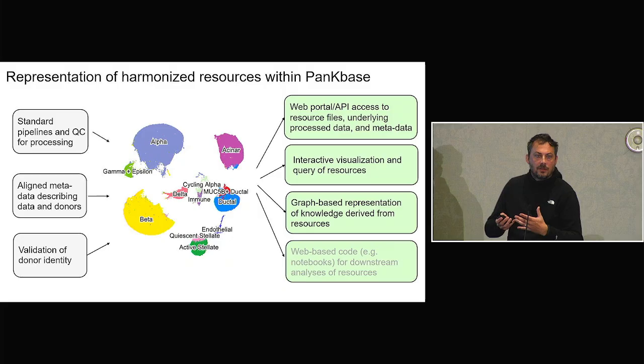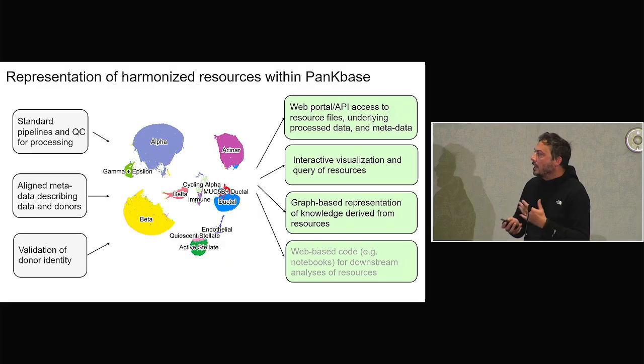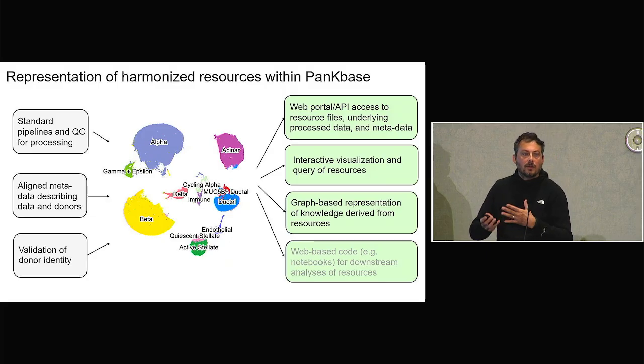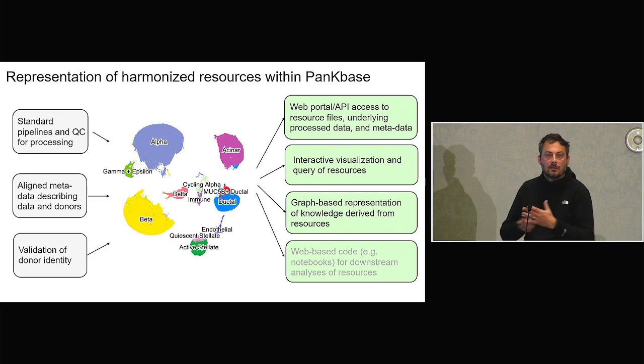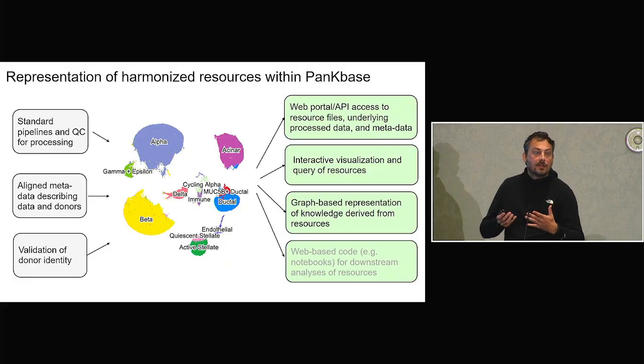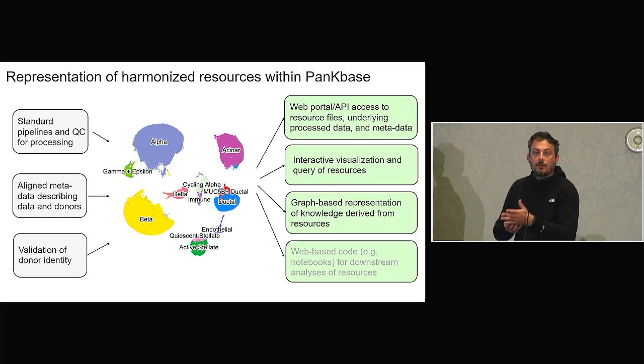So what's the generation of these resources, and then what do we do with them in the resource that's being created? On the left-hand side, the generation of these resources consists of standardization of the pipelines used to process data, quality control, aligning metadata describing the donors that comprise this map, as well as a lot of effort to validate donor identity and ensure the fidelity of the donors and the data being fed into this map. On the right, what do we use this information for? So first, just provide these resources for people to download and use. We have web portals and APIs that allow people to access these through the web, direct download through the web, or programmatically through APIs.